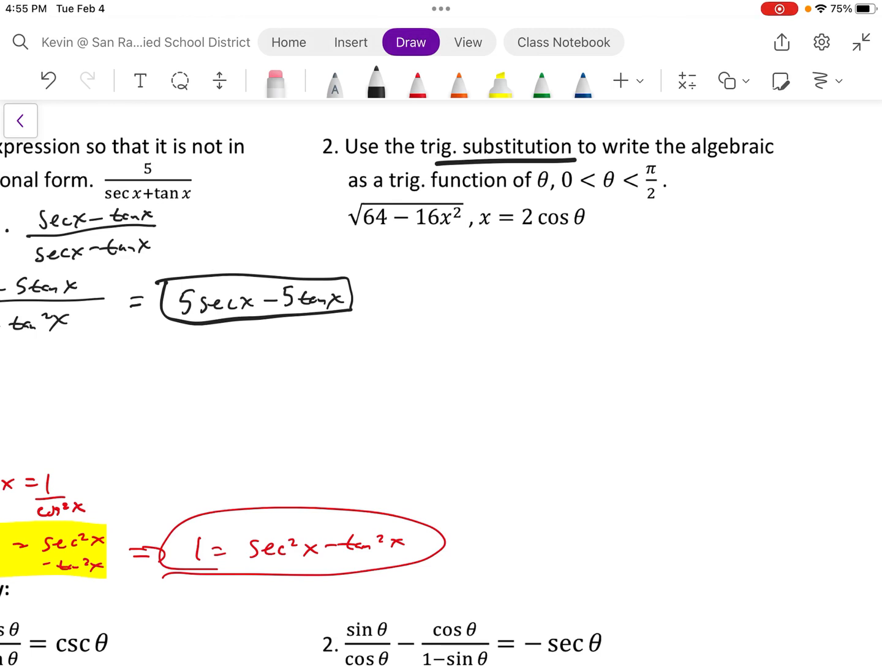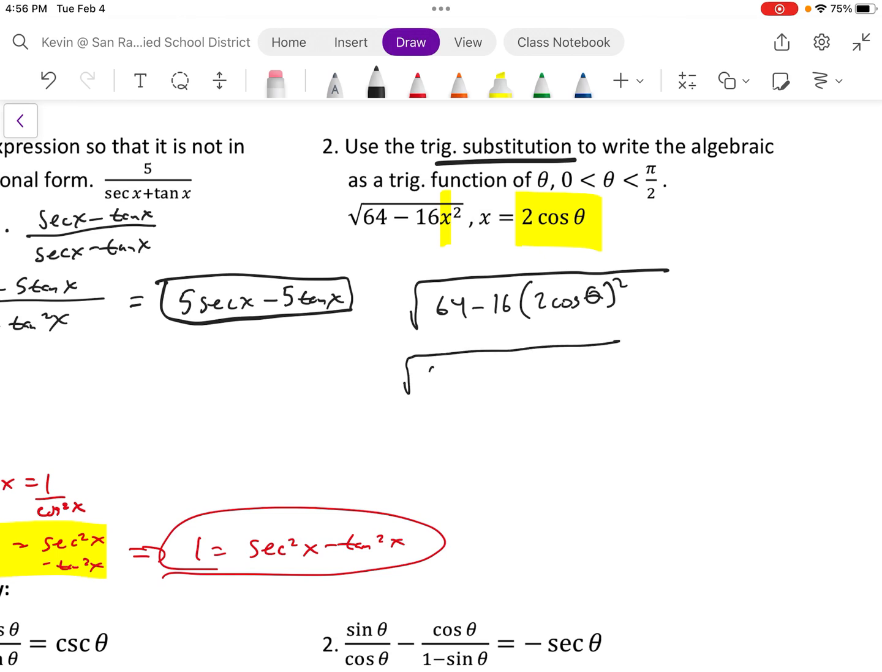Use trig substitution to write the algebraic expression as a trig function of theta. Theta is between, basically everything's going to be positive, so it's saying it's in the first quadrant. So I'm going to take this value here, 2 cosine theta, and substitute it where that x is. So I'll rewrite the problem: 64 minus 16 times 2 cosine theta, all of that squared. So that gives me 64 minus 16 times 2 squared, which is 4, and cosine squared theta.